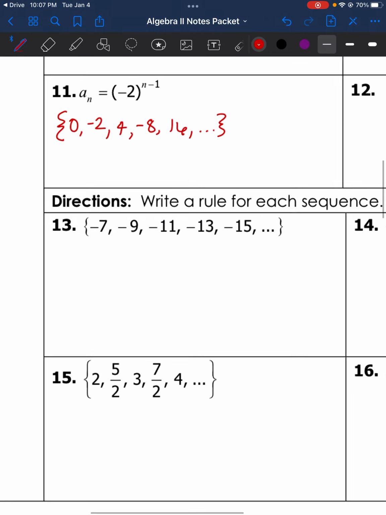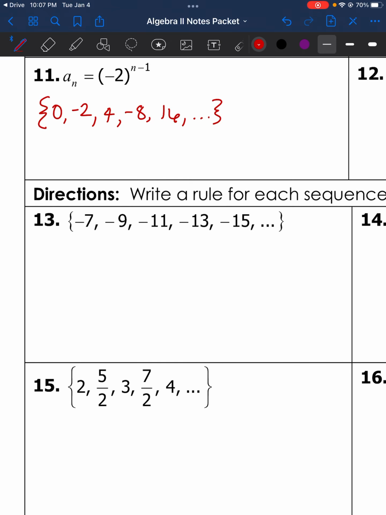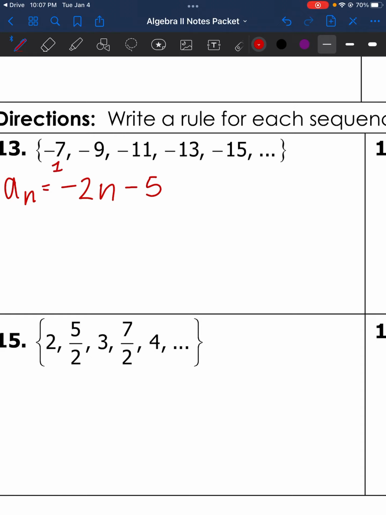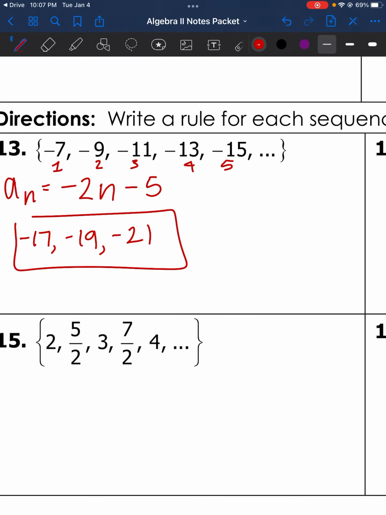Remember in these explicit formulas, we're starting with n. So a sub n is going to equal negative 2 times n, whatever n is, and then we're subtracting 5. And then give the next 3 terms. So if we keep doing this, this is n equals 1, 2, 3, 4, 5. The next term, 6 times negative 2 is negative 12, minus 5 is negative 17. 7 times negative 2, negative 14, minus 5, negative 19. And 8 times negative 2 is negative 16, minus 5 is negative 21. So there's our next 3 in line.